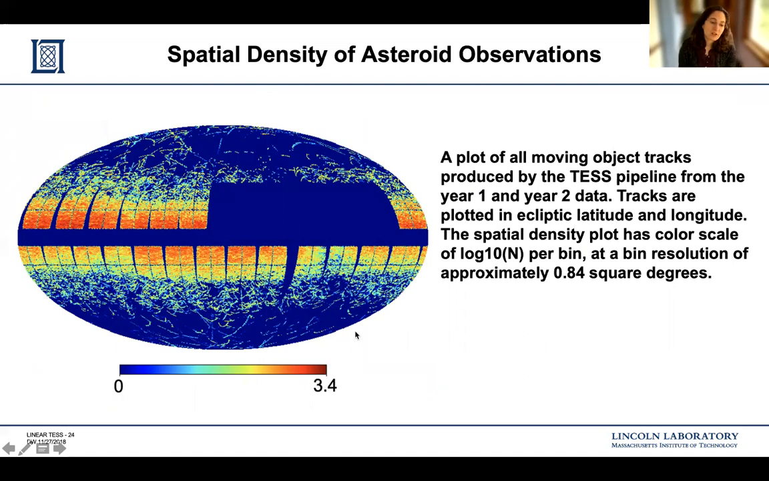The spatial density plot has a color scale of log 10 per bin at a bin resolution of about 0.84 degrees. As you can see, there is a higher density of objects near the ecliptic plane and fewer at the poles. Certain sectors show a higher density than others, and we have found that tracks well with the stray light situation. So slightly higher stray light means a higher background, and when there's no stray light, we can push fainter. And so the times with the lowest stray light are going to be the times with the largest number of detections because we're pushing fainter.